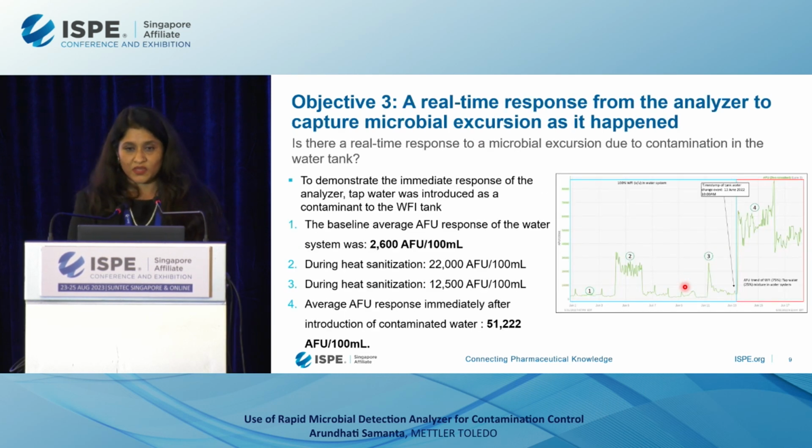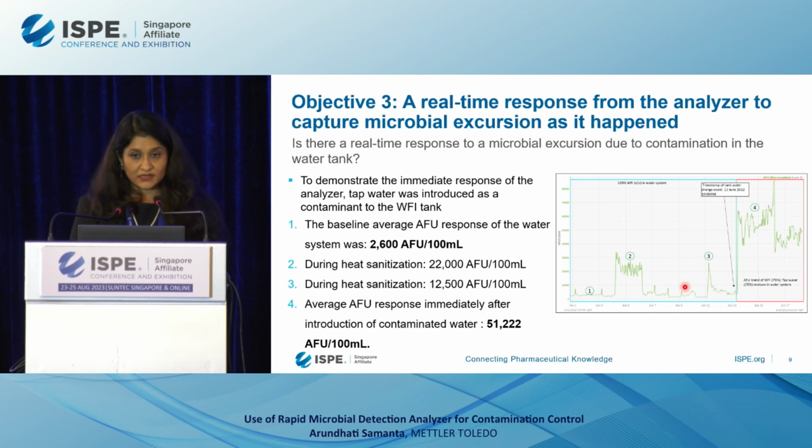This is the third objective we had. Can I see an excursion when it happens? So what we did was, again, as I said, you will know the signature of your water system. So for this specific water system, the baseline AFUs, as you can see, is around 2K, 2,600 AFUs. That's what the baseline was. During heat sanitization, we can see that the baseline moves up to about 22K or 22,000 AFUs, which is fine. That's what the microbial content of the water is. During other times, we also see that the AFU fluctuates between 12,500 AFU.